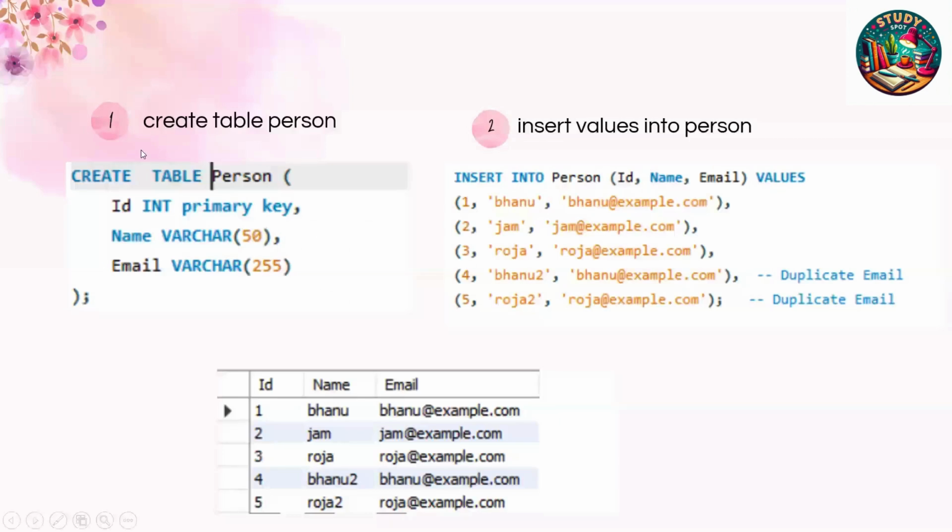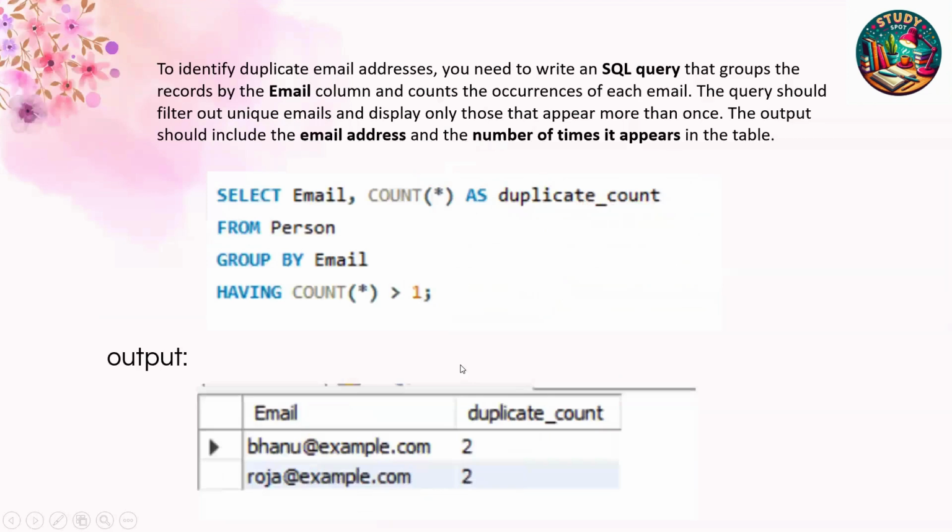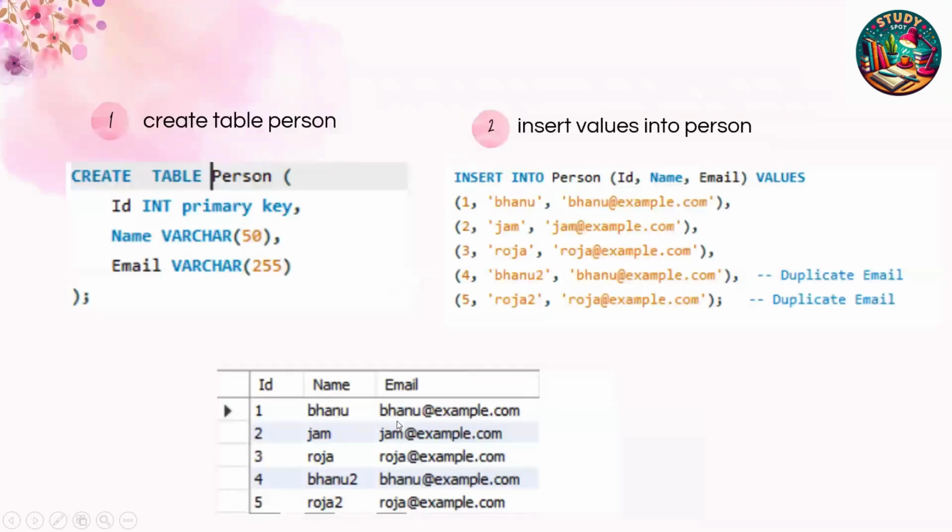Next, I created a person table and inserted values into the person table. Here is the final table of person. And here I have duplicate emails. In rows 4 and 5, I created duplicate emails.